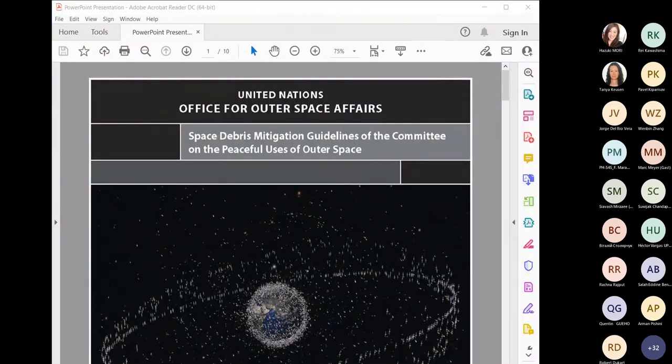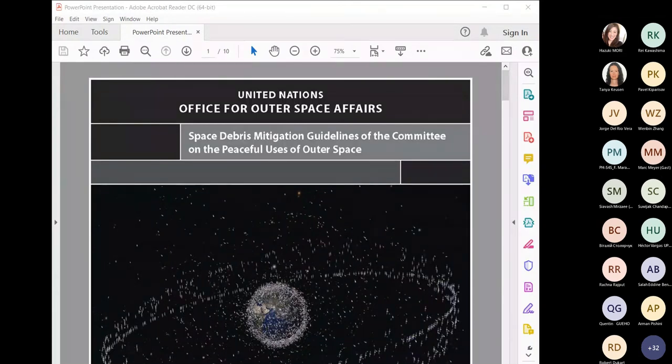In my presentation, I will provide information about the Space Debris Mitigation Guidelines of the Committee on the Peaceful Uses of Outer Space. But before that, it would make sense to tell you a bit more about the Committee on the Peaceful Uses of Outer Space, which we commonly abbreviate as COPUOS.